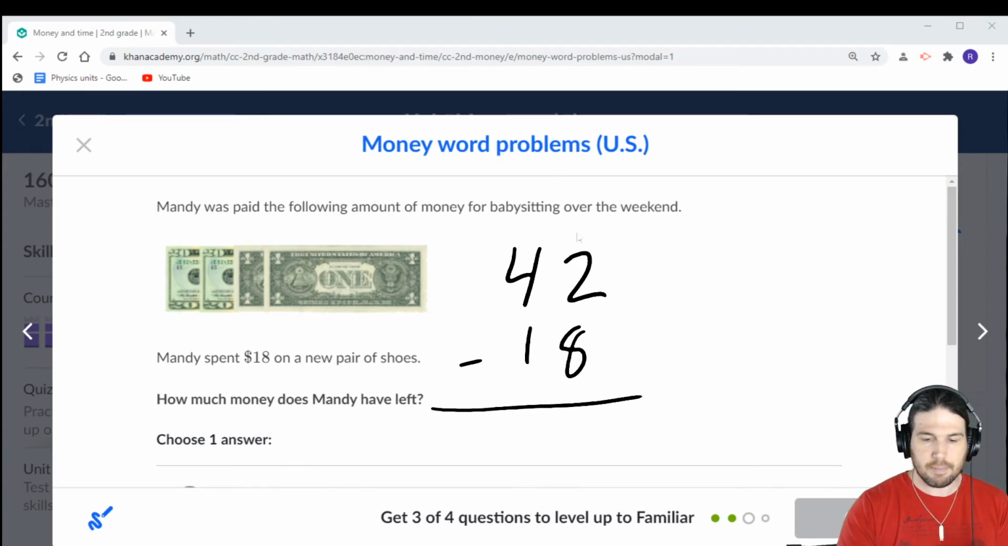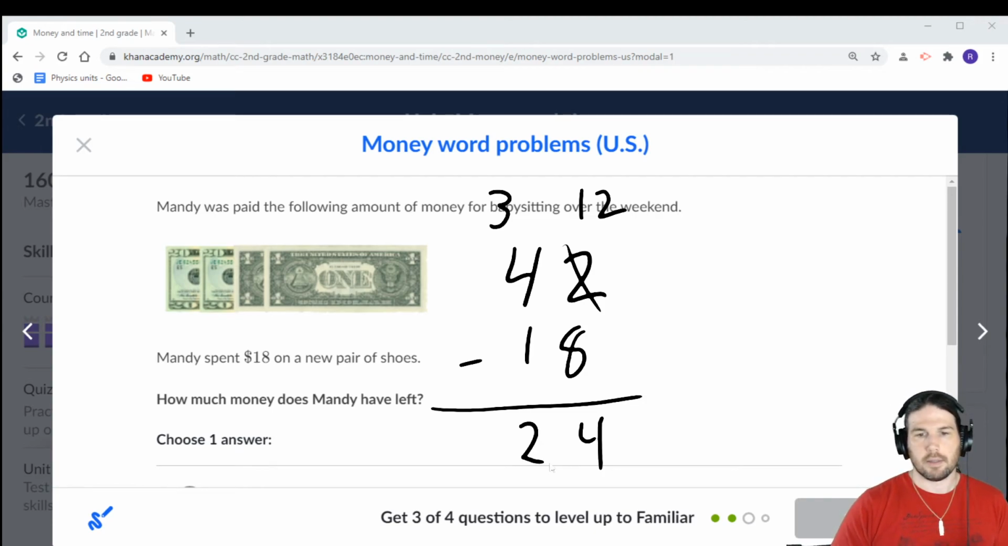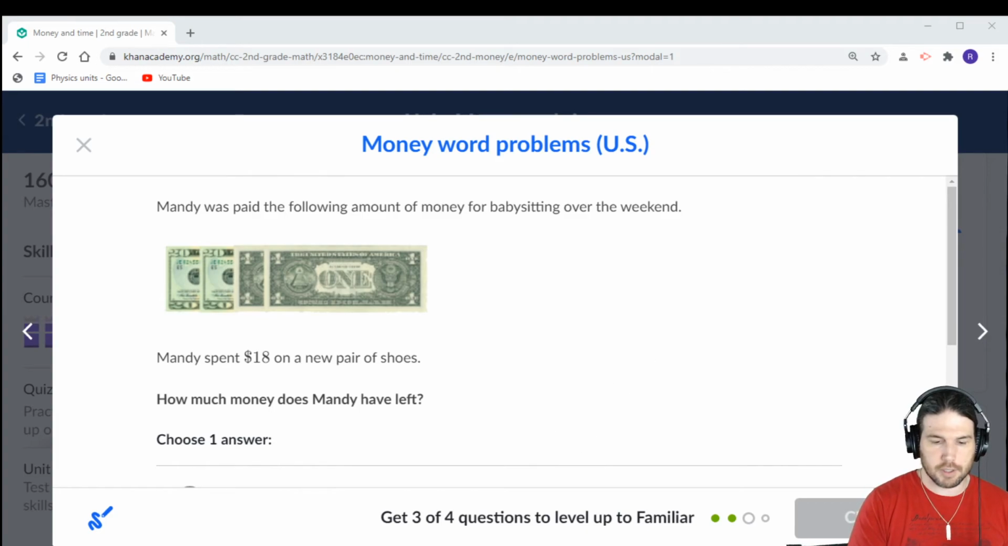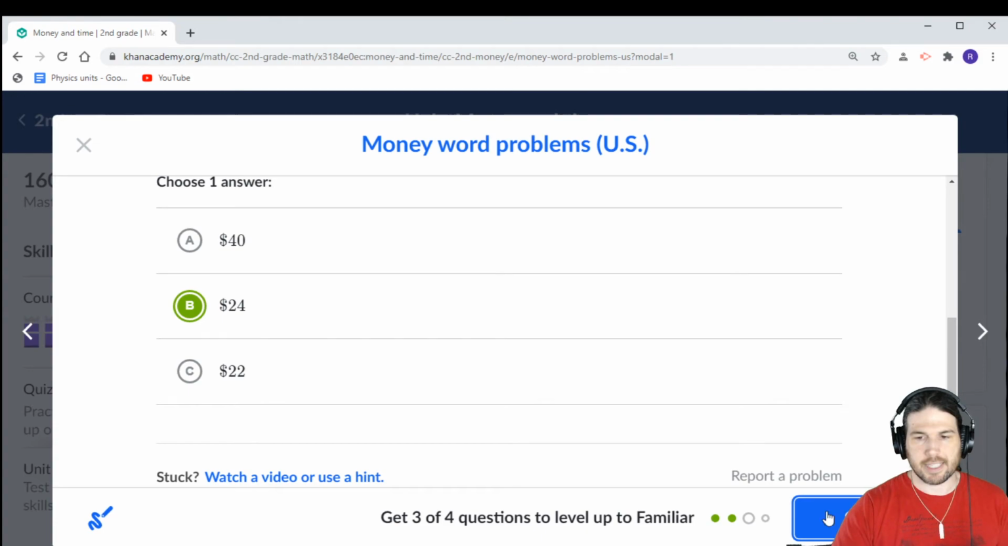Okay, so this is the same thing. 40 plus 2 is the same thing as 30 plus 12. 12 minus 8 is 4, and 30 minus 10 is 20. So she should have $24 left. That's B.